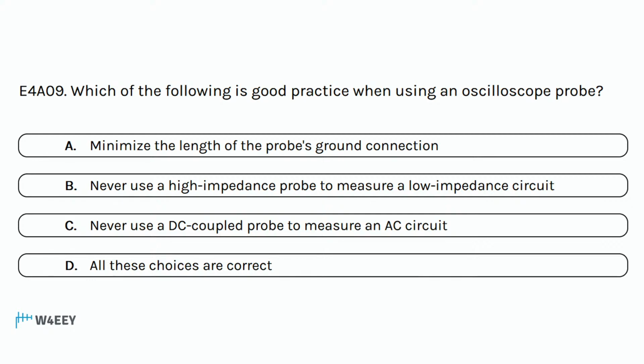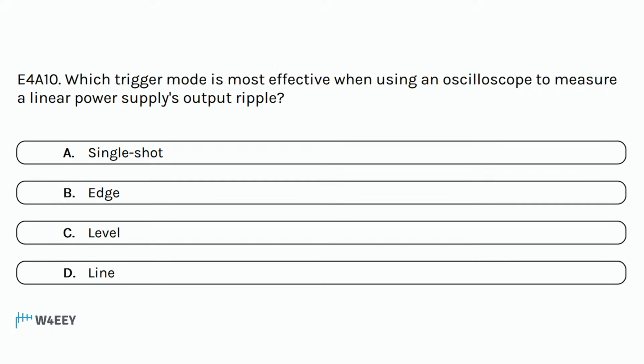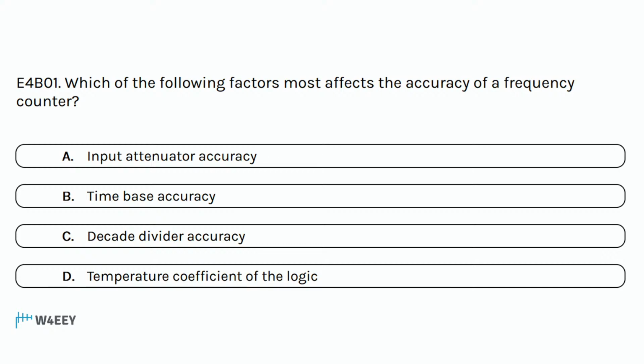Alpha. You want to keep that ground connection as short as possible so you don't have noise pickup. And which trigger mode is most effective when using an oscilloscope to measure a linear power supply's output ripple? Delta. You want to use the line triggering. Yeah. And which of the following factors most affects the accuracy of a frequency counter?